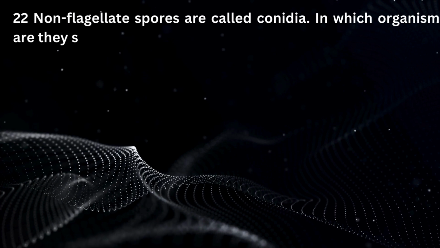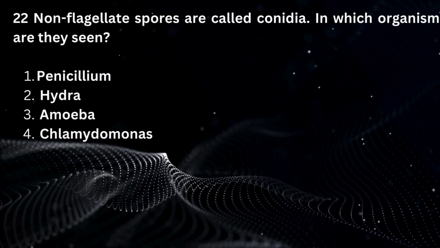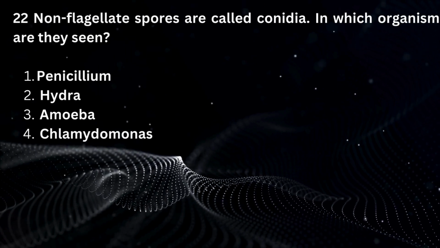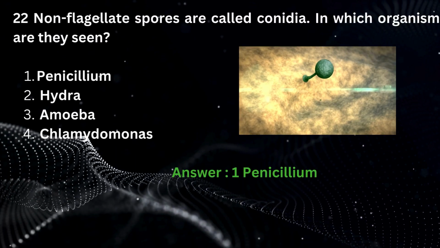Question number 22. Non-flagellate spores are called conidia. In which organism are they seen? 1. Penicillium. 2. Hydra. 3. Amoeba. 4. Chlamydomonas. The answer is 1.